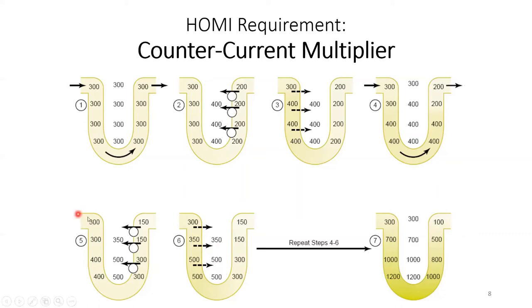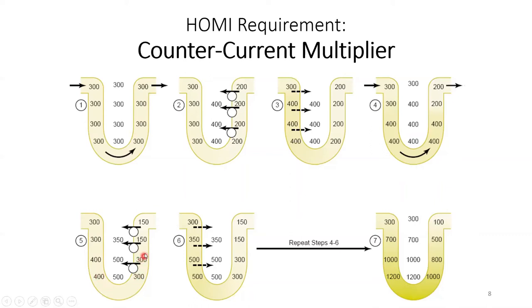You keep on bringing fresh fluid, which I'll say in the reverse direction now. You keep bringing the fresh fluid of 300 into the thin descending limb of the loop of Henle. It will come across an increasing gradient of osmolarity in the interstitium as it moves along the thin descending limb, giving away its water, becoming concentrated itself.